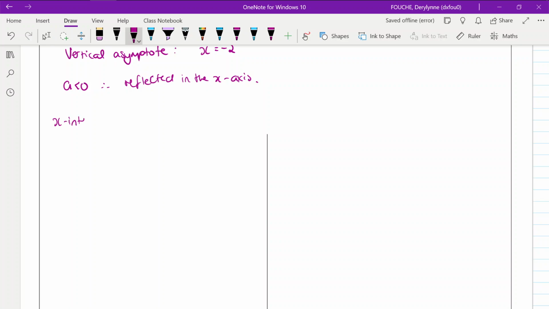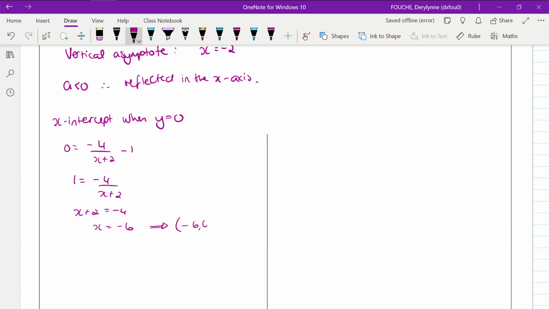So x-intercepts when y equals 0. Okay, so we have 0 is -4 over x plus 2, take 1. Take the 1 over, so 1 is -4 over x plus 2. x plus 2 is -4, so x will be at -6. So I have an x-intercept at -6, 0.